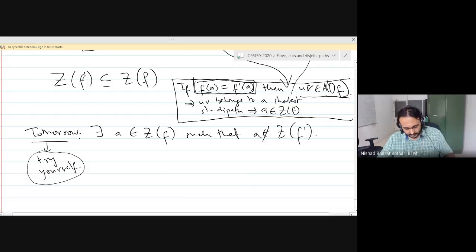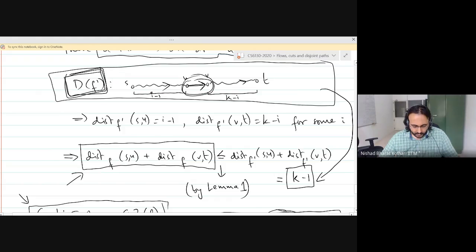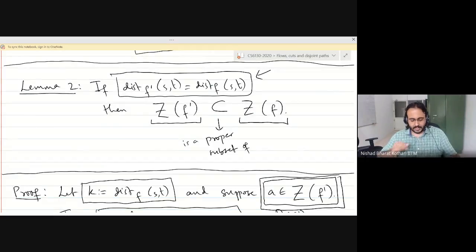So yesterday we were discussing this proof, right? We wanted to complete the proof of lemma 2, which says that if the distance is the same for two flows, f and f prime, between the source and the target, then this Z set, the set of all arcs that participate in some shortest incrementing ST path with respect to that flow, with respect to F prime has to be a proper subset of the Z set with respect to F.